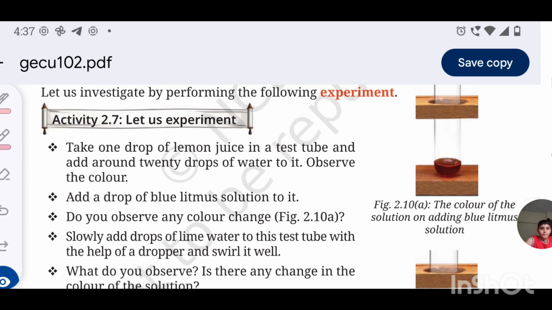Add a drop of blue litmus solution into it. I haven't added it yet, and when I'm touching this glass, I can feel the heat in it. And this also has heat. So we got to know that heat also evolves in the reaction.